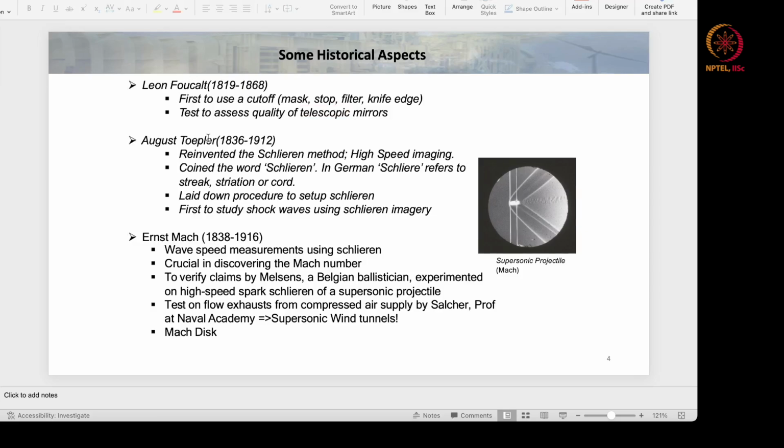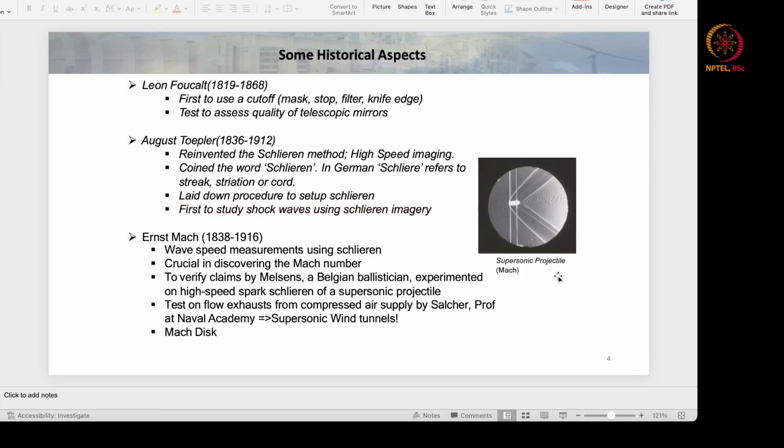Then August Toepler, he reinvented the Schlieren method. What he did was that he used high-speed imaging, coined the word Schlieren. In German, Schlieren refers to streak, striation, or cord. And he also laid down the procedure to set up the Schlieren. And he was also the first to study shock waves using Schlieren.